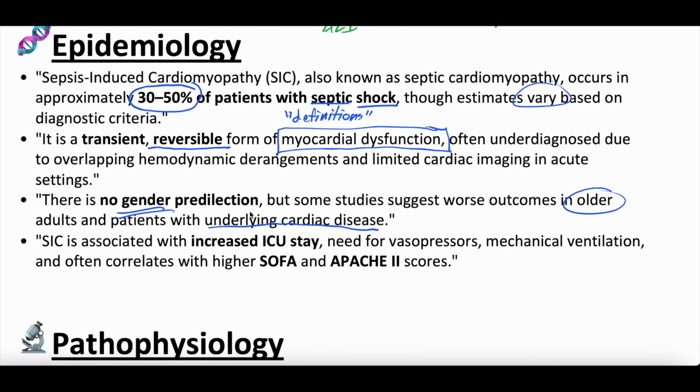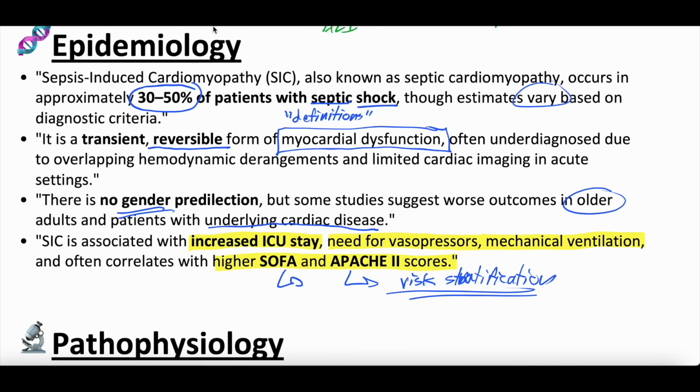All right. It is also associated, we do know, with increased ICU length of stay, increased need for vasopressor support, mechanical ventilation, and often correlates with higher SOFA scores and APACHE II scores. And these are two kind of risk stratification scores that help us understand the severity of the septic shock. There's been some correlation with things like morbidity, mortality, and all that kind of stuff.